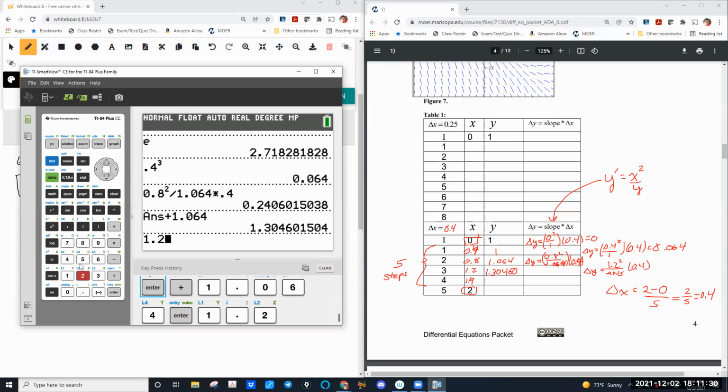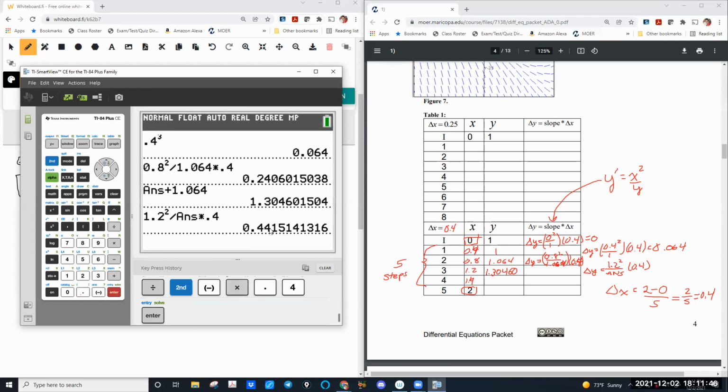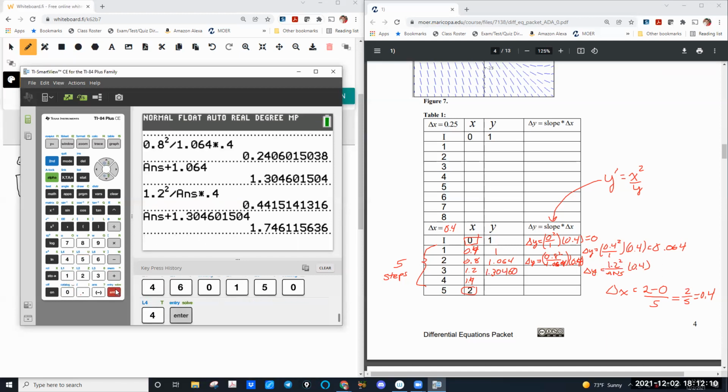So check this out. If you're not familiar with this, I got the 1.2 squared divided by second answer, because that's going to just take that whole unrounded number for me, times 0.4. There's my new delta y. That's going to get added to 1 point. And I probably could have just put the plus answer here and had it done all for me. I'll show you what I mean in the next step. 1.304601504. So there's this y. Now, obviously, writing wise, I won't be able to fit them all in, but when you're not confined to trying to write in boxes that are just too small, you can make the numbers as big as you want. 1.6115636.